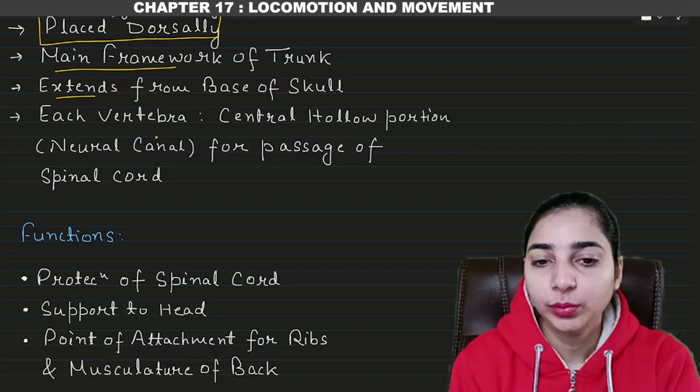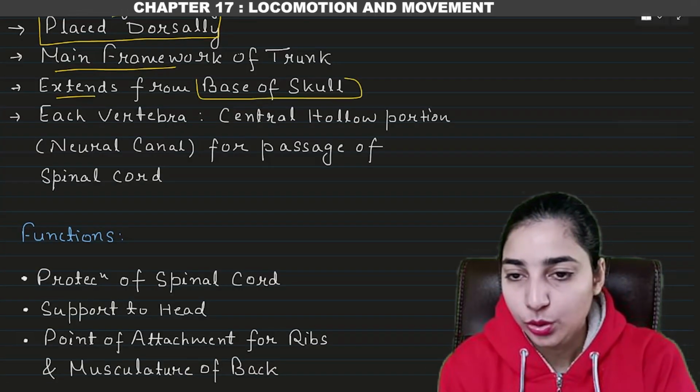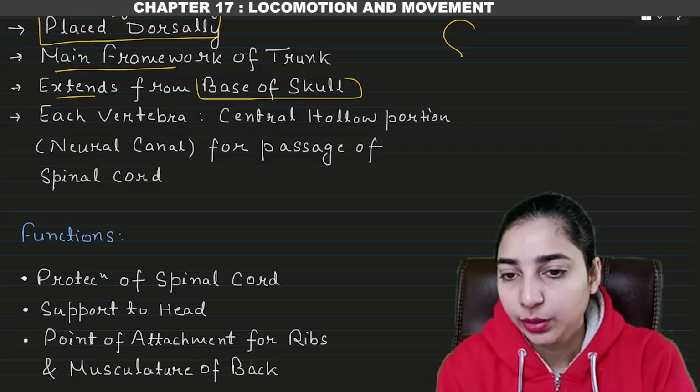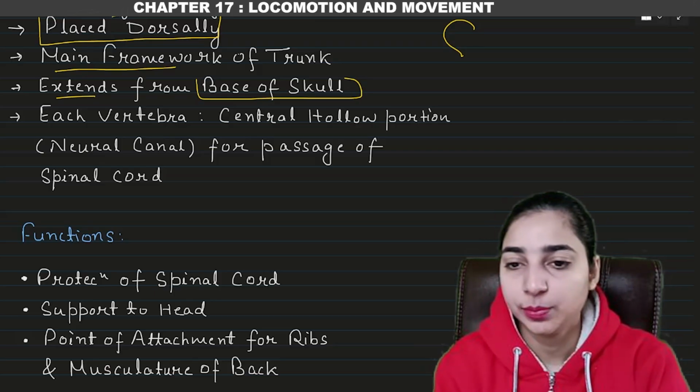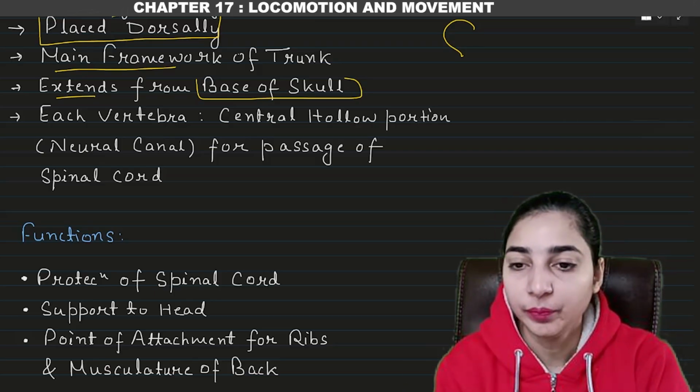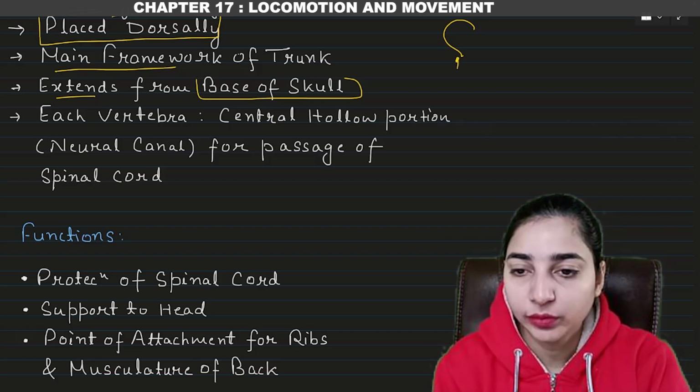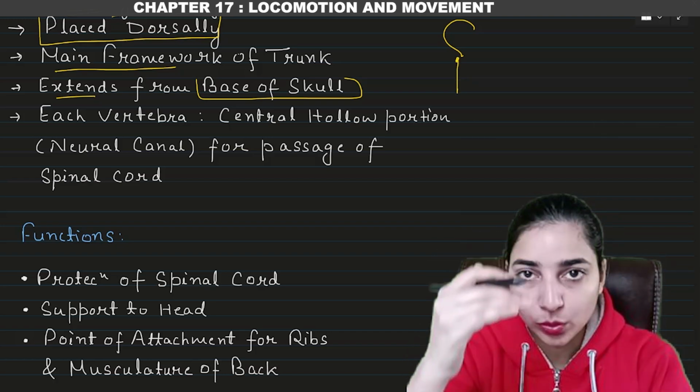They extend from the base of the skull. So suppose this is the skull. Only one vertebral column is present, which consists of 26 vertebrae. It starts at the base of the skull and then it continues downward.